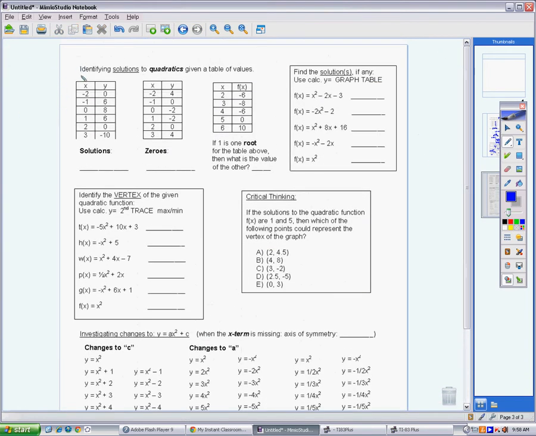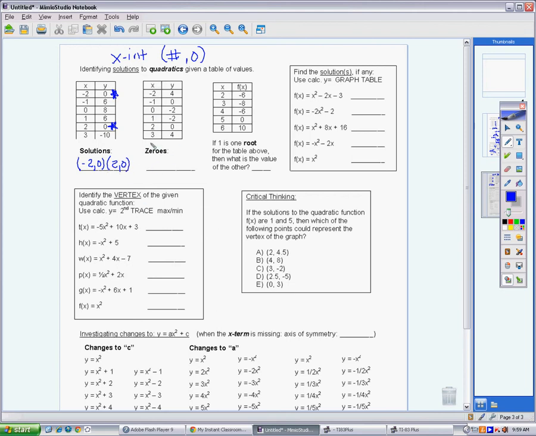Okay, identifying solutions to quadratics given a table of values. Well, we're looking for the x-intercept, and that x-intercept is always presented as a number, comma, 0. So that's what we're looking for in the table. We're looking for a number in the x-coordinate and a 0 in the y-coordinate. So if I look at this table, I see a 0 here, so that's one of my solutions, and I see a 0 here. That's another solution. So remember, solutions is another word for x-intercept, so my solutions are going to be -2, 0 and 2, 0.